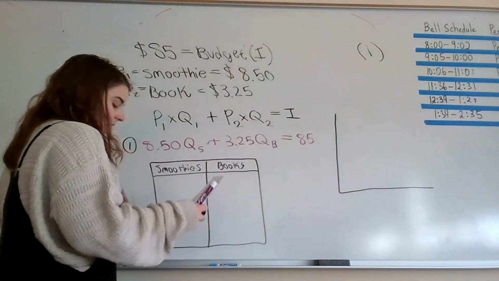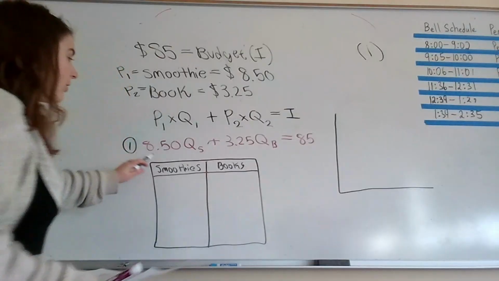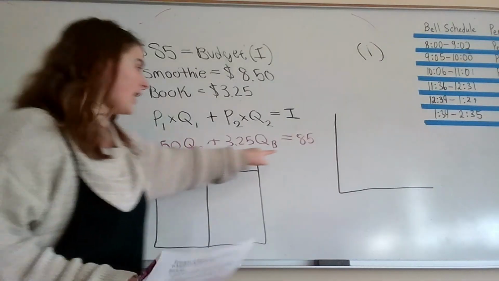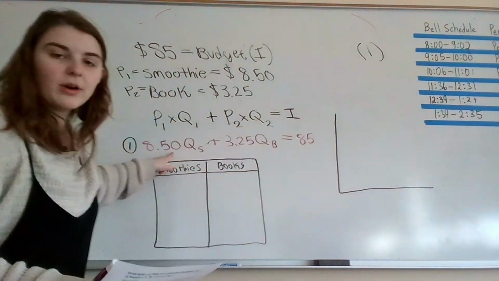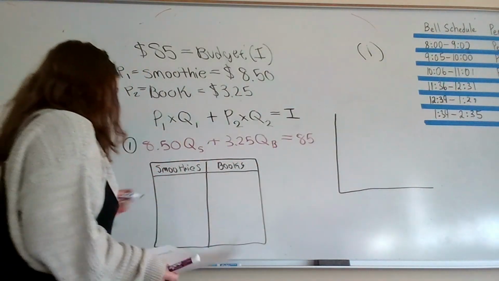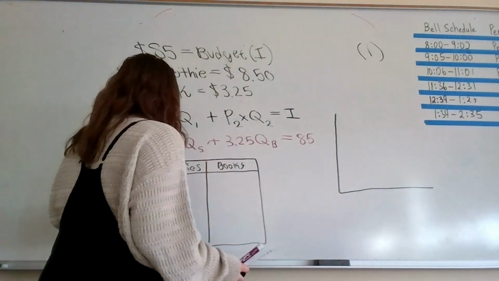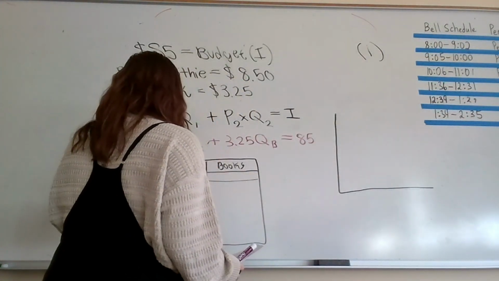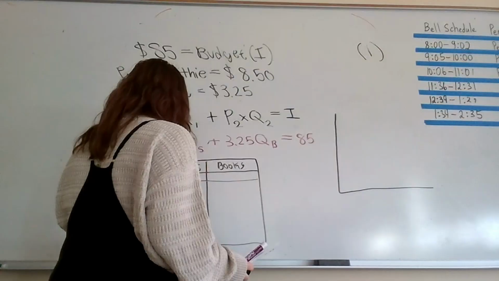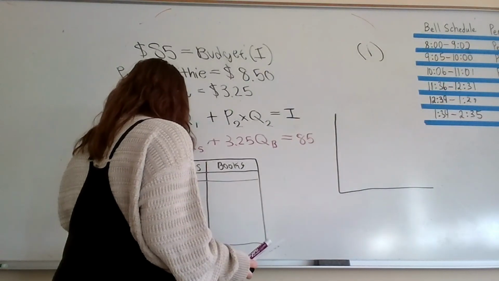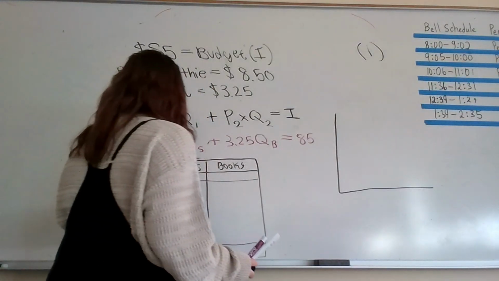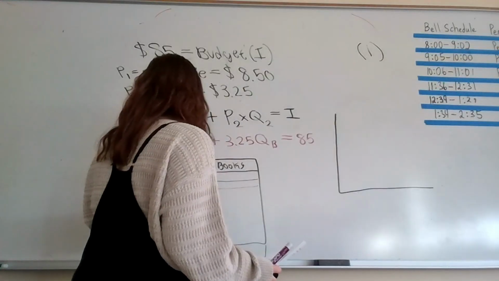In this case, I would start with something simple. Mathematically, we can look at this equation. 8.5 and 85 have a relationship: 8.5 times 10 is 85. So we know that the maximum amount of smoothies we can have is 10. So if we just do 1, 2, 3, 4, 5, 6, 7, 8, 9, and then 10 at the bottom. Now we can say, all right, we consume 2, 3 smoothies.